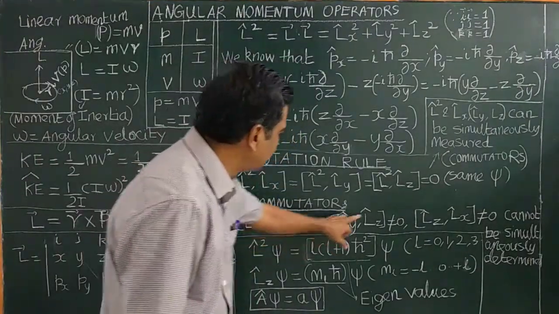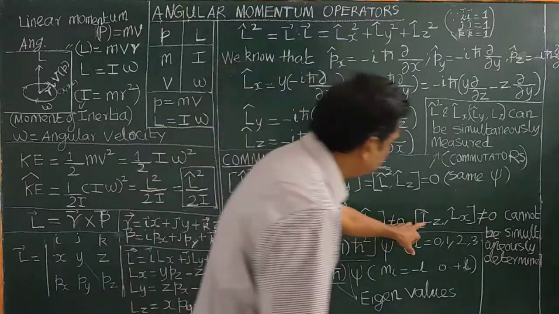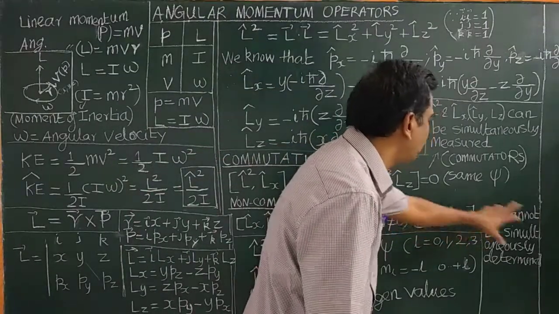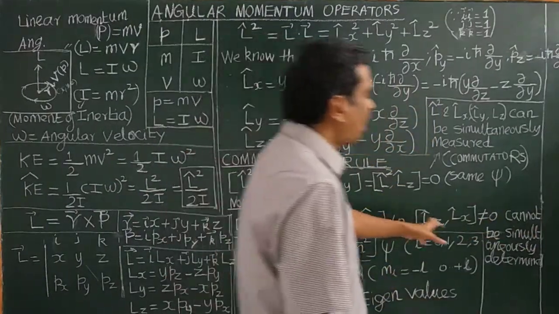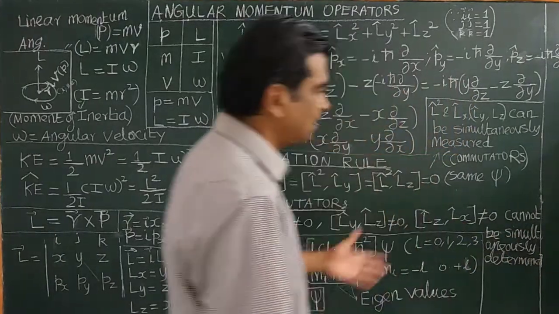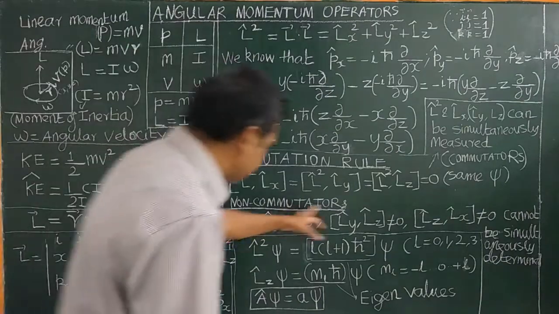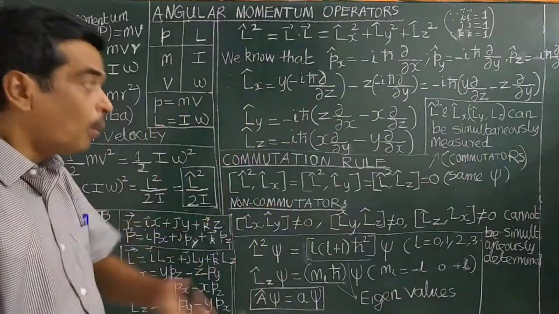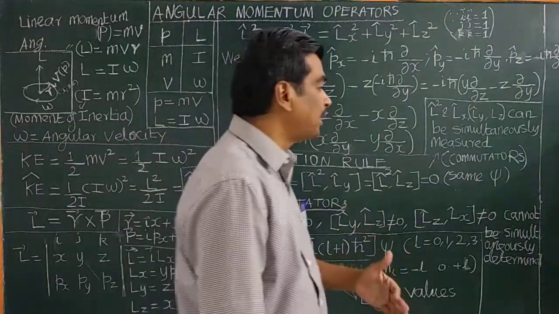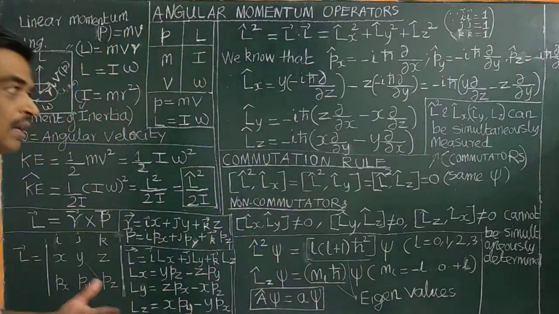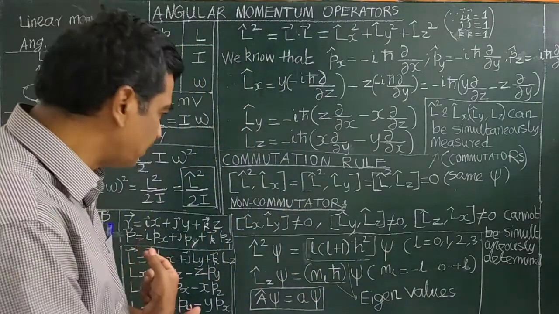Similarly, Ly, Lz minus Lz Ly is not equal to 0. Therefore, they cannot be simultaneously determined. For example, the position and momentum operators are non-commutative. They are not commutative. Therefore, position and momentum cannot be simultaneously determined, according to the Heisenberg uncertainty principle.